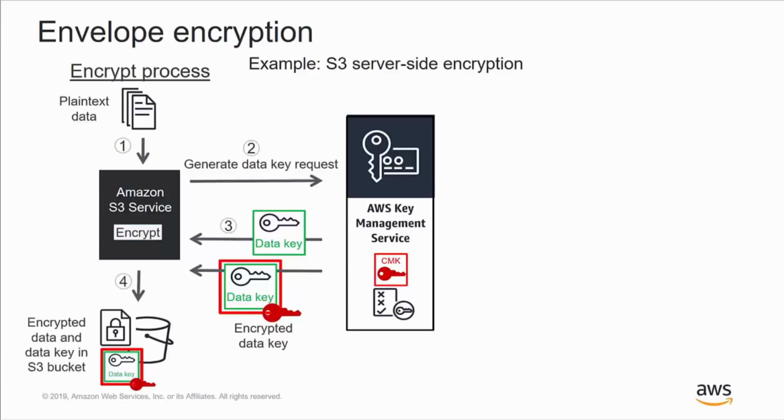S3 then uses the plain text data key to encrypt the data that you've provided to the bucket. S3 then throws away that plain text data key. That data key, at least in plain text form, is never retained, never written to non-volatile memory. The only thing that's stored is your encrypted document and the encrypted data key. And the only thing that could ever unlock that encrypted data key is the CMK, the master key that only ever lives inside KMS.